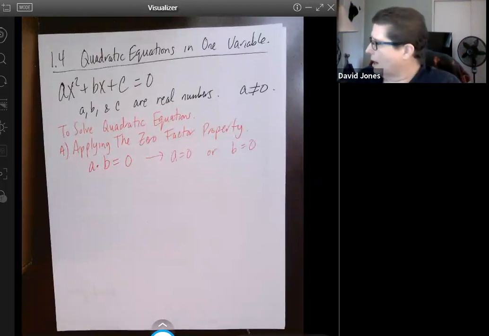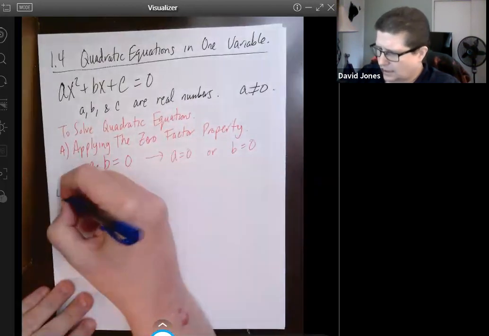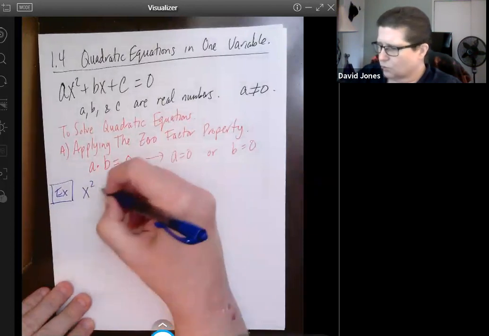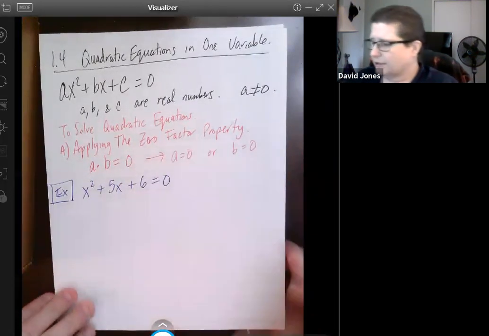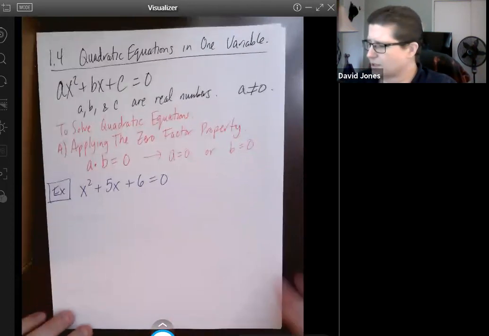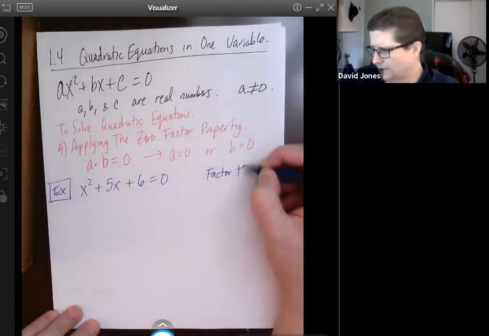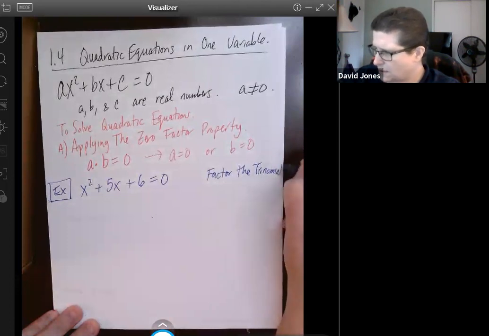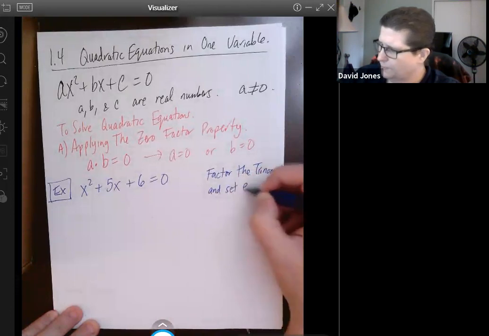Okay, so let's just look at an example. We'll start off with a simple one where a equals 1. X squared plus 5x plus 6 equals 0. And when we apply this, what we want to do is factor the trinomial and set each parentheses or each group equal to 0.